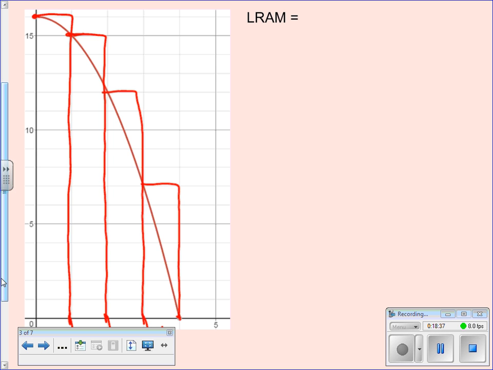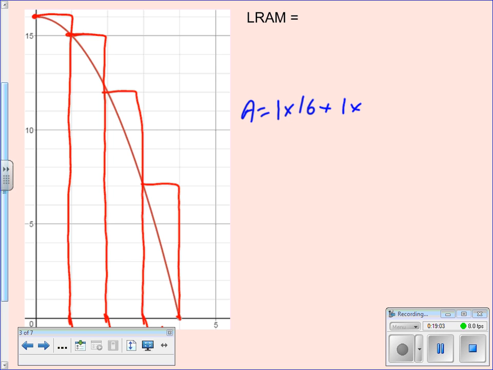So let's do our LRAM. Let's find our area underneath the curve, which equals width times height, width times height, width times height. Width is 1 times my height. What's the height of the first one? 16. Plus the second rectangle, width of 1 times the height of my second rectangle, which is 15.